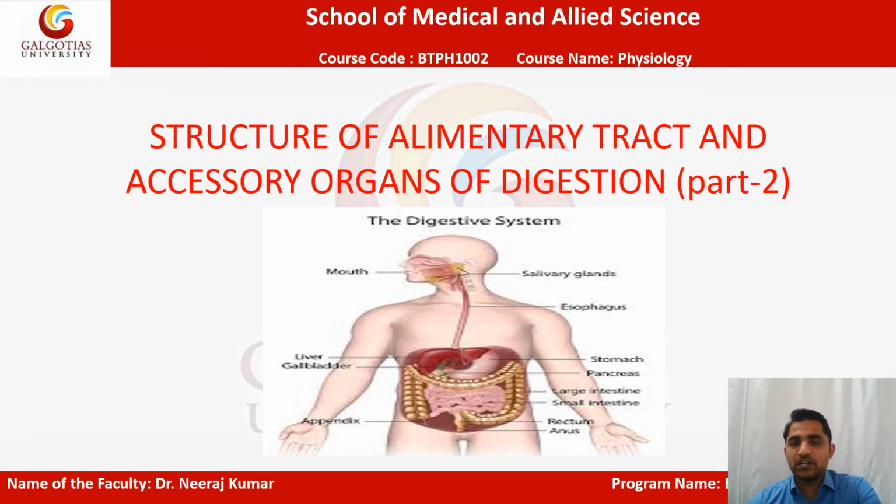In this class we are going to discuss the remaining part of the alimentary canal, which includes your stomach, small intestine, large intestine and the accessory organs of digestion. That means your liver, gallbladder and the pancreas.